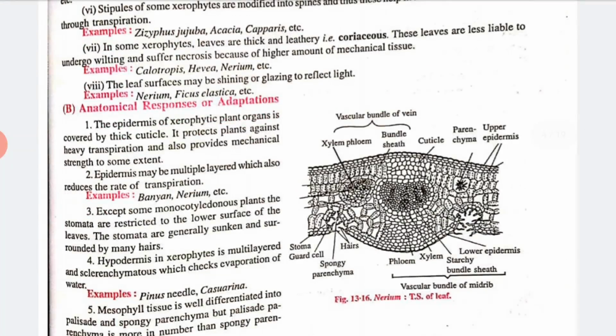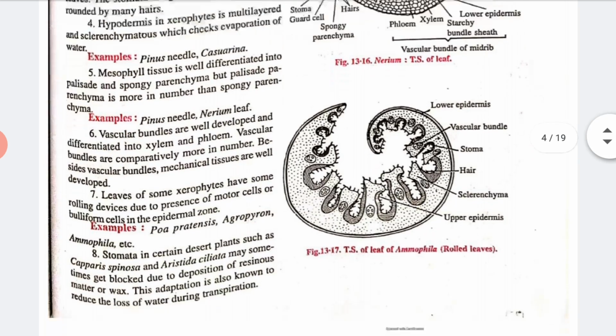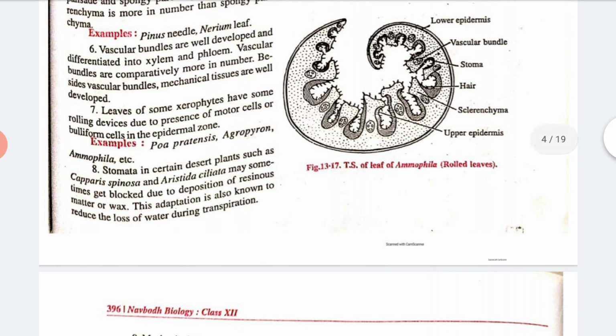Now anatomical responses or adaptation. Anatomically, the epidermis of the xerophyte plant's organ is covered by a thick cuticle. It protects the plant against heavy transpiration and also provides mechanical strength to some extent. The epidermis may also be multilayered, which also reduces the rate of transpiration. Clear? We have many types of examples according to this, you can see here.